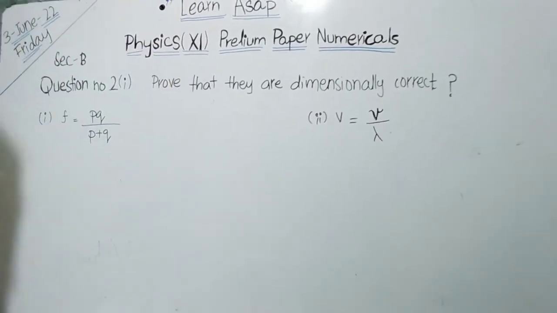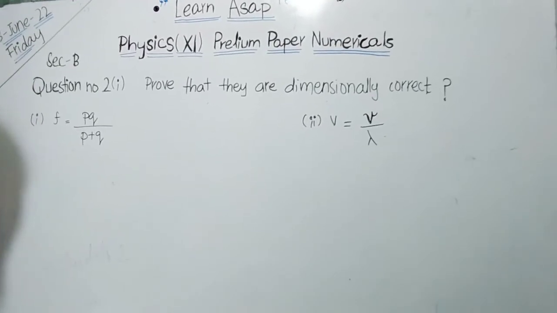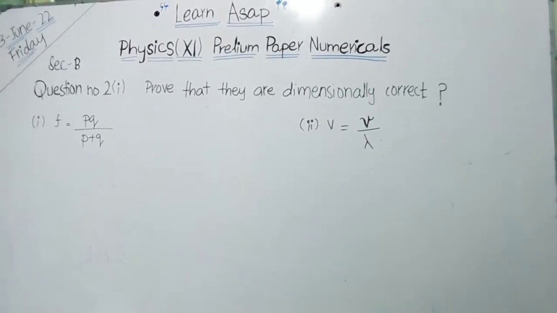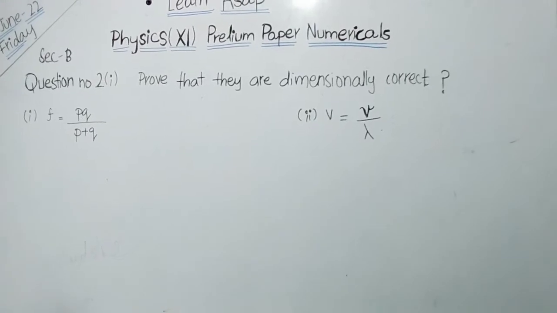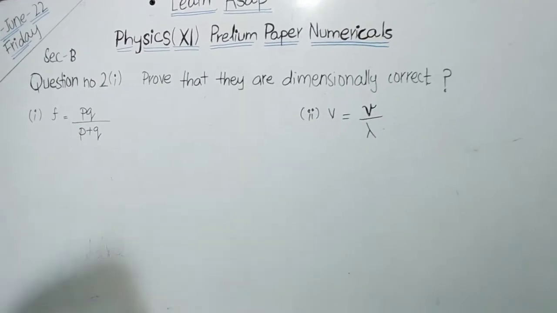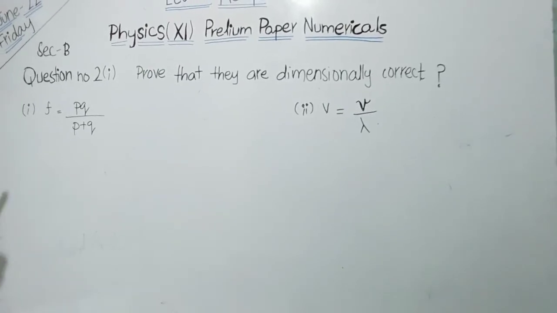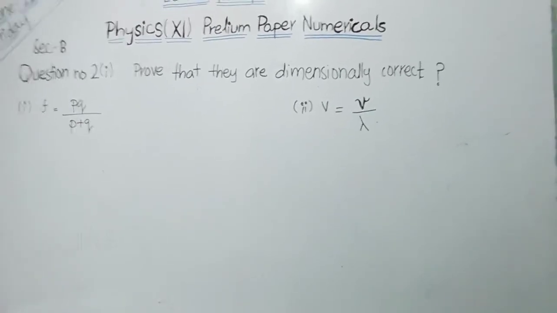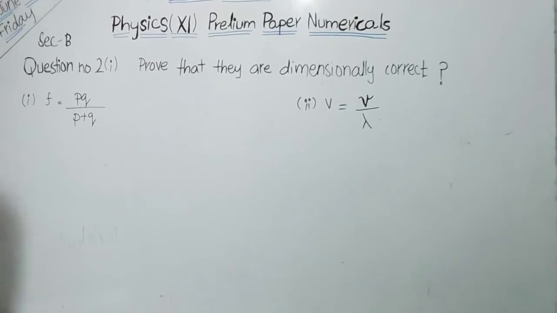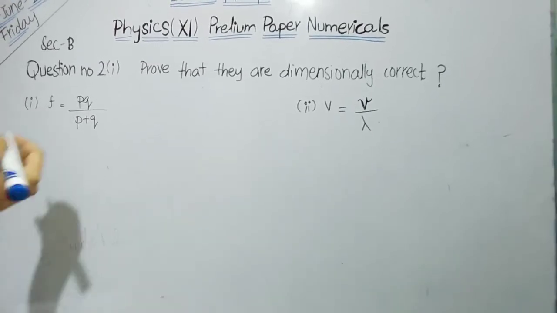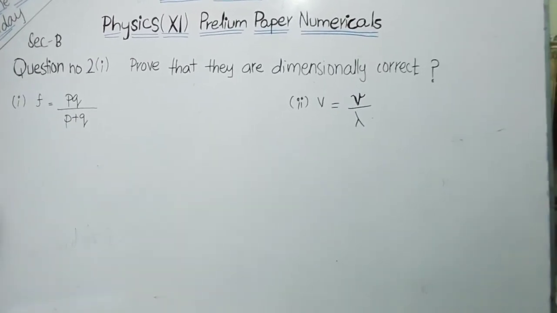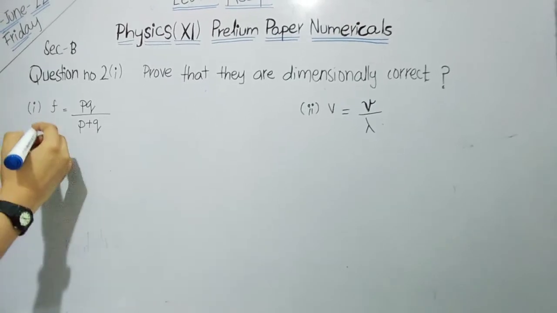So today I'm going to provide you a demonstration of the numericals that came in the prelims paper. So we'll start with question number 2 and part 1, which is: prove whether these equations are dimensionally correct or not. Now the first equation is f = pq upon p plus q. It is related to the thin lens formula. Now first of all, what is the first step of proving any dimensionally correct equation?